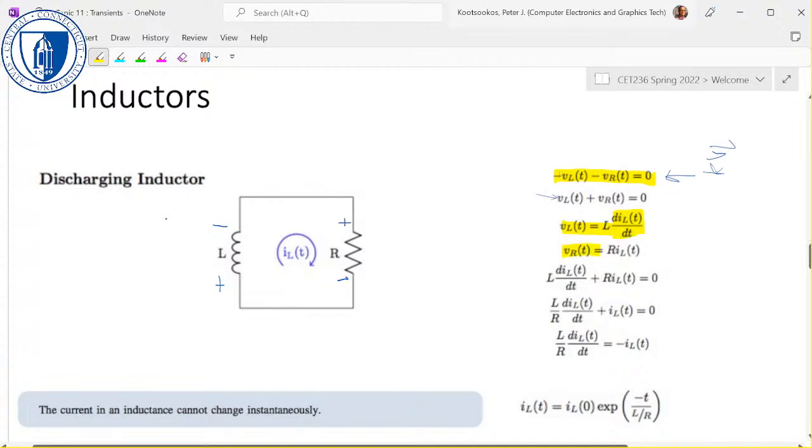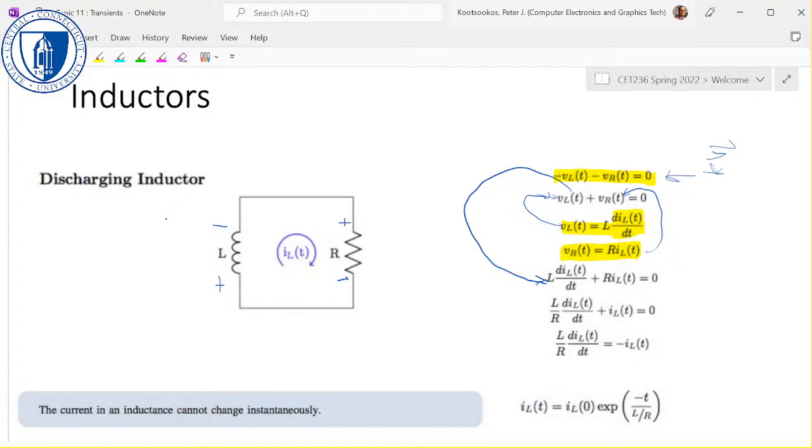And then you've got Ohm's law, V equals IR, and you can take VL and put it there, and you can take VR and put it there, and then you can rewrite it to get that equation, and then divide everything by R, and we get L on R dIL/dt plus IL equals zero, or L on R dIL/dt equals minus IL.